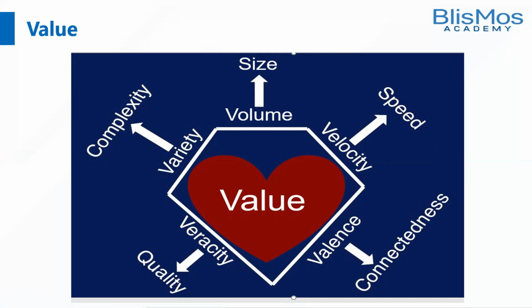6 V's in big data. What we discussed is what is big data and what are the different V's in big data. That is starting from volume, velocity, variety, veracity, and valence. In the end, value as well.